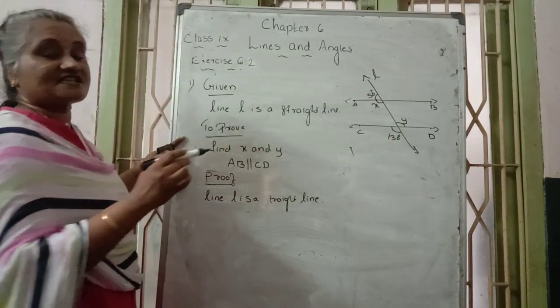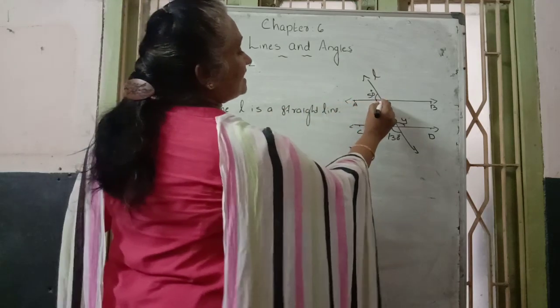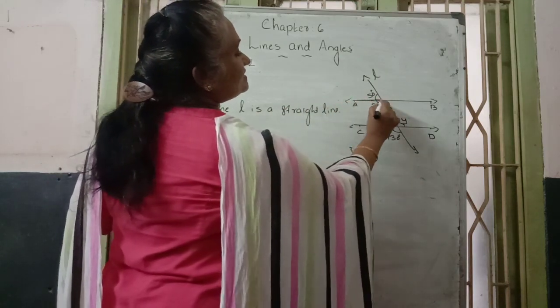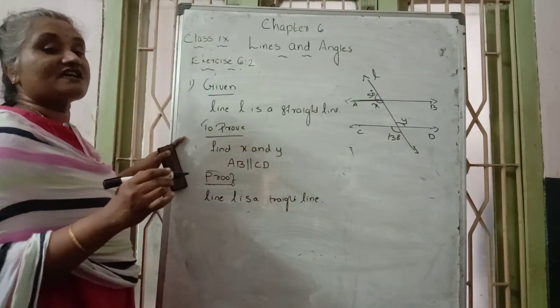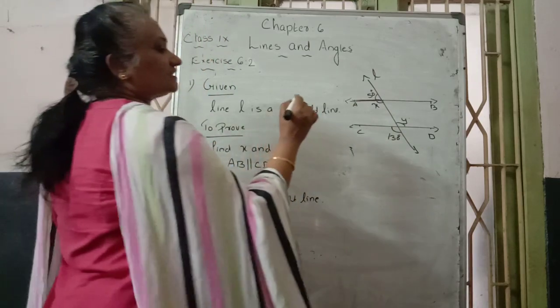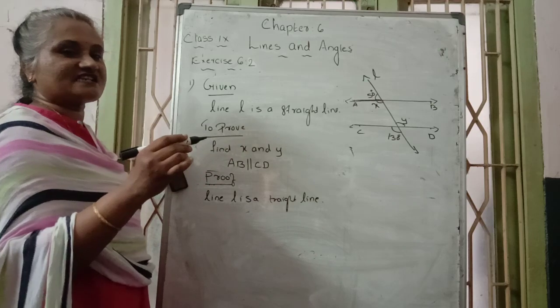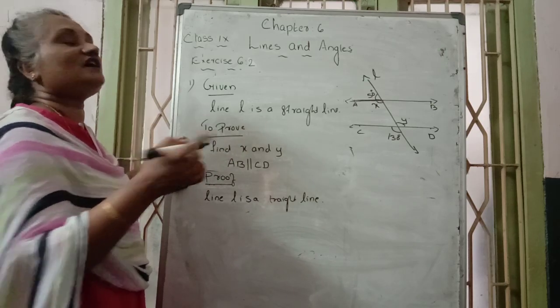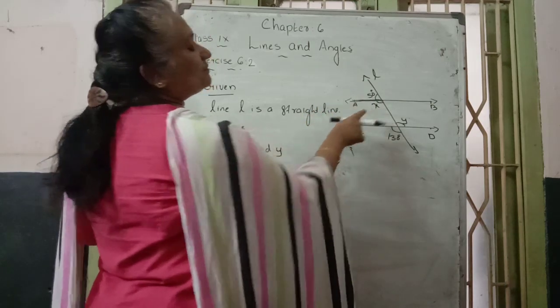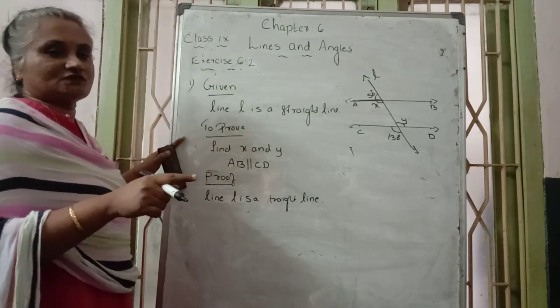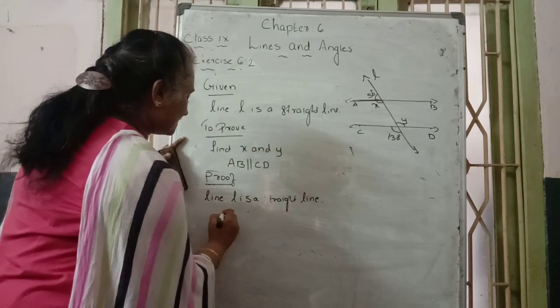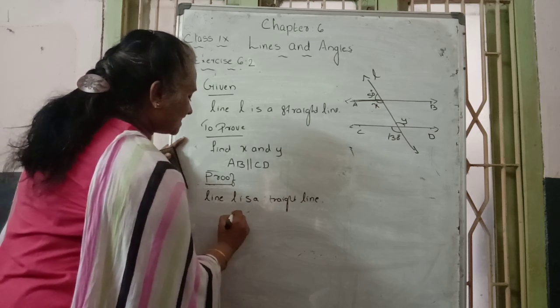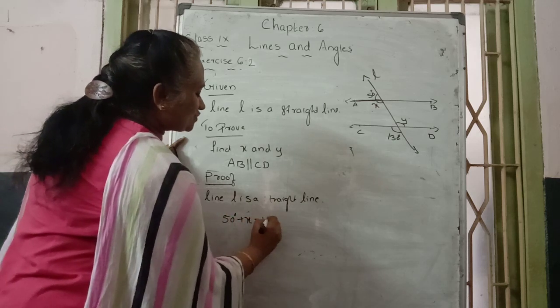Earlier in class we learned that there is a common arm. This is our common arm. A straight line and a common arm make a linear pair of angles. The linear pair property says the sum of the angles becomes how much? 180. So 50 degrees plus x is equal to 180 degrees.